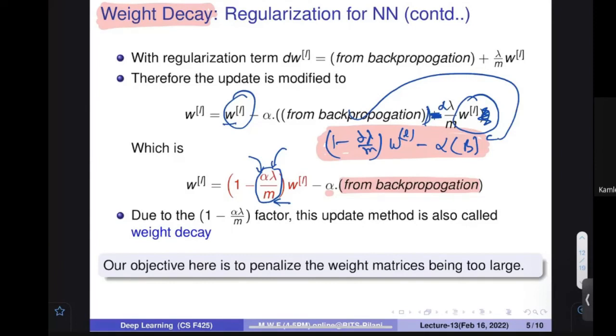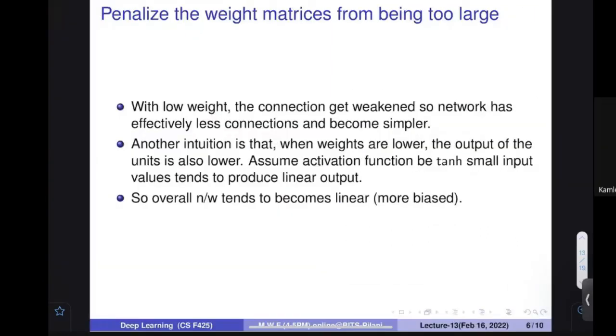Means weights are anyway going to decrease if you train by this particular method. So this particular method is called weight decay, and what this achieves is that it regularizes the parameters in such a way that no weight is going to be high. So how come it is going to give you the regularization?